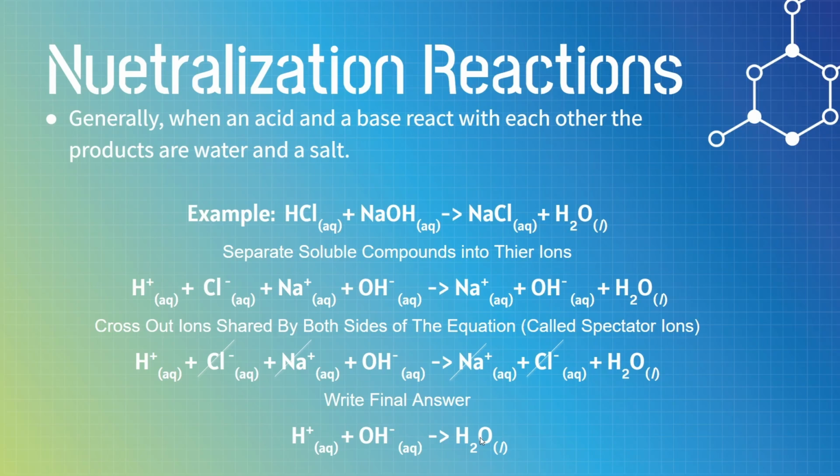A neutralization reaction. Generally, when an acid and base react with each other, the products are water and a salt. So an example is HCl plus NaOH, which is a strong acid and a strong base. That's going to become NaCl and H2O.